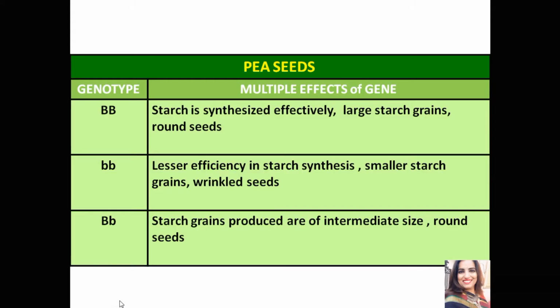In pea seeds with capital BB genotype, starch is synthesized effectively, has larger grain size and round seed shape. And in pea seeds with small bb genotype, there is lesser efficiency in starch synthesis. Starch grains are smaller in size and wrinkled in shape. Pea seeds with heterozygous condition, that is capital B small b genotype, have intermediately sized grains that are round in shape.